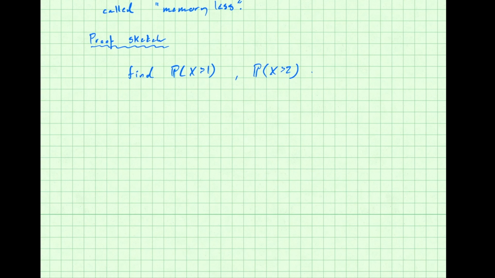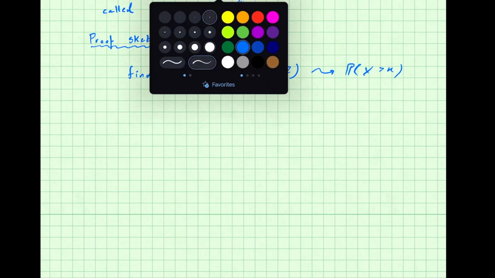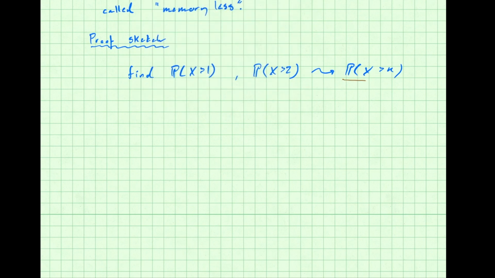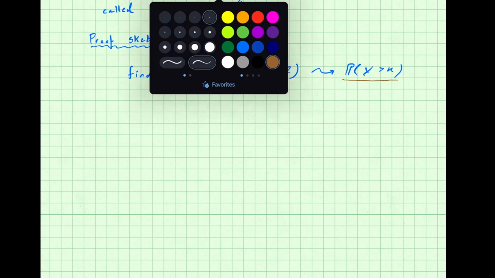And then from that, you surmise, you make a wild guess, or if you like, prove it, the probability that x is greater than n, where n is any number. So you make that progression right there, so that you end up with a statement about the probability that x is greater than n. I'm going to underline this because it's going to be important, and we'll use it at the later part of the proof sketch.